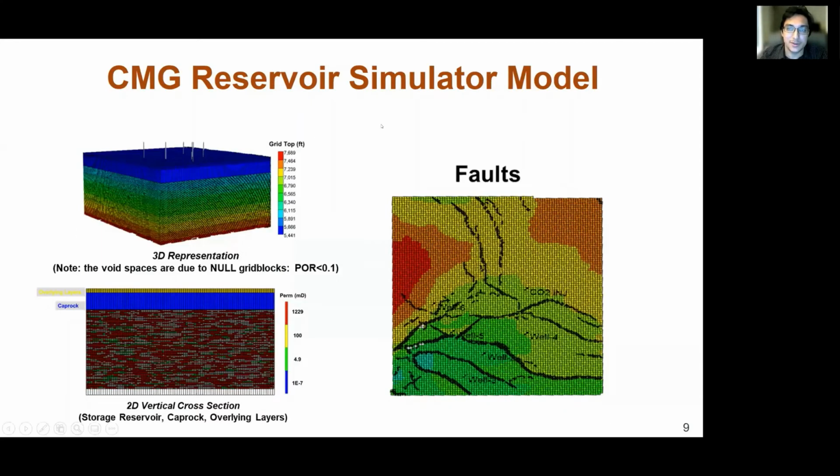So this is our CMG reservoir simulation model. We basically have some overlying layers above the cap rock that we added here. And below the cap rock, we have our storage aquifer, right? The storage aquifer has some low permeability zones. And because the permeability is low, in the original model, they are treated as inactive zones, right?